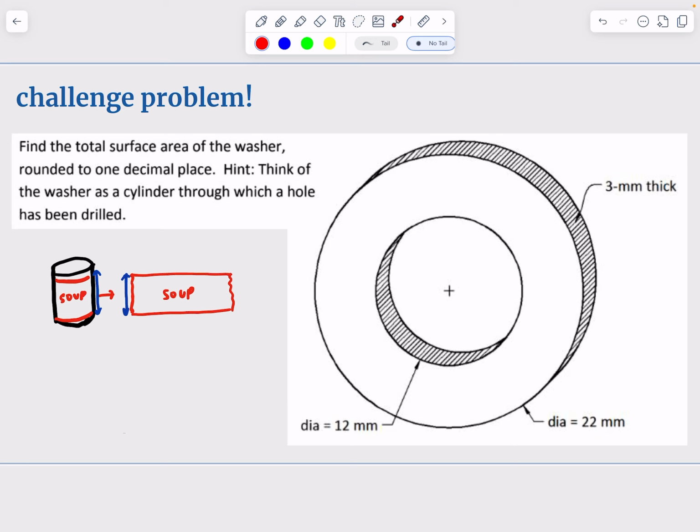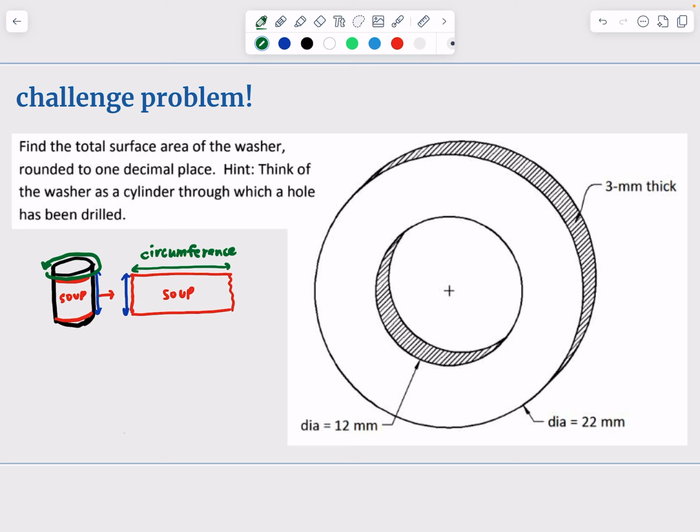What we need to remember is where that length came from, right? This distance right here. Well, that's the part of the label that wraps around the can. And what do we call that measurement? When you find the distance around a circle, that's the circumference of that circle. So if we know the height of the can, we'll have the width. And if we can find the circumference of it, then we'll have the length.